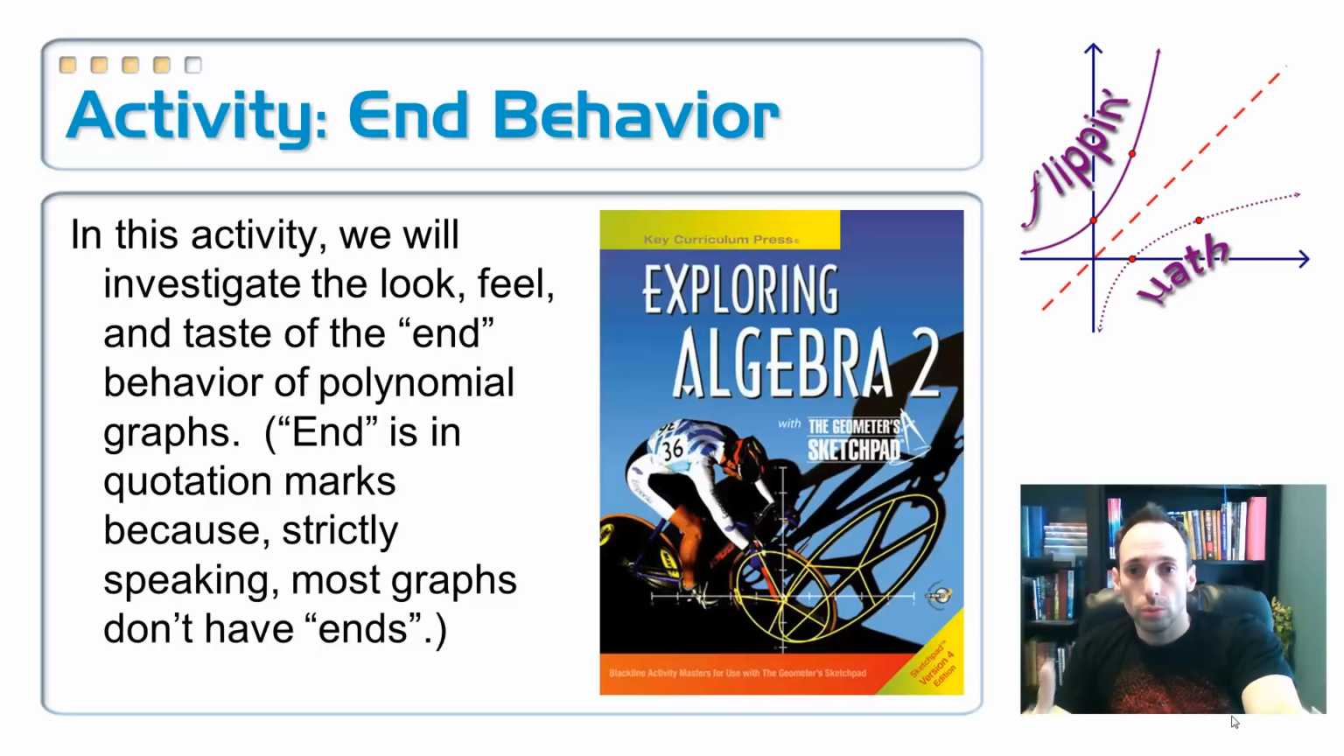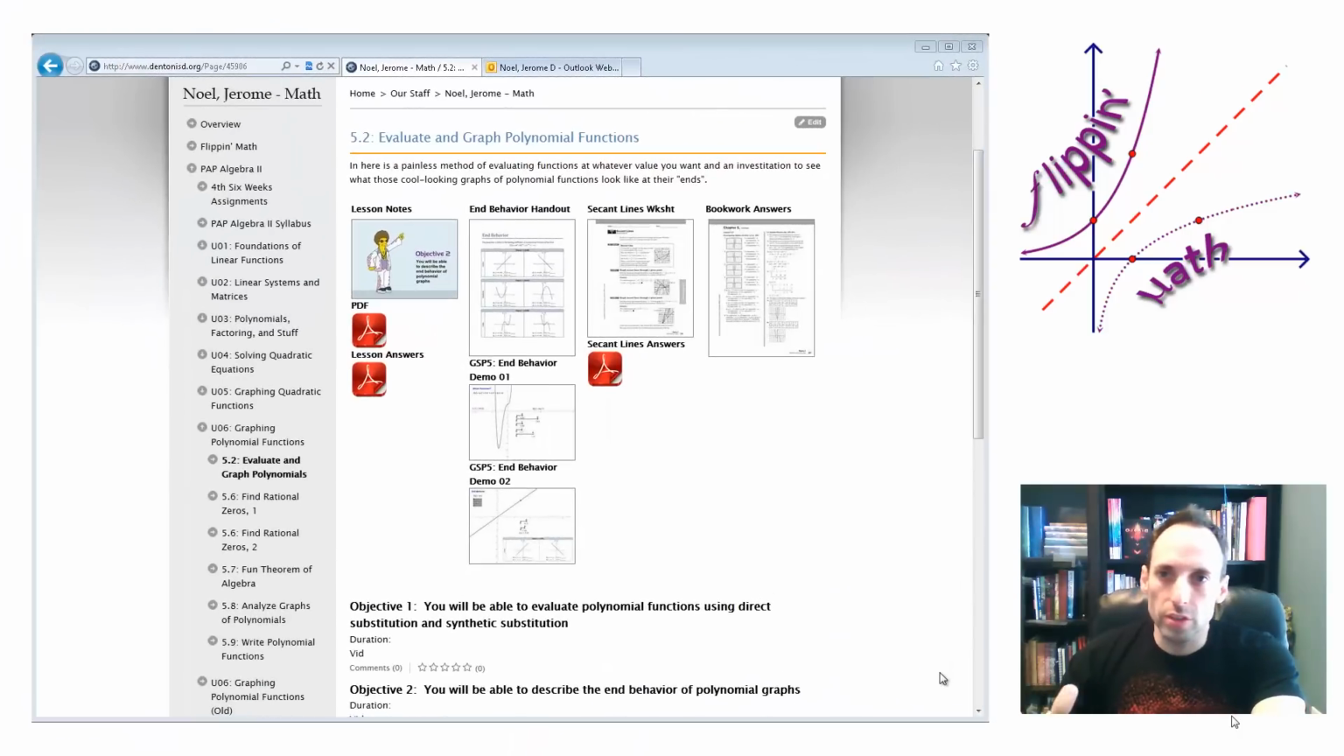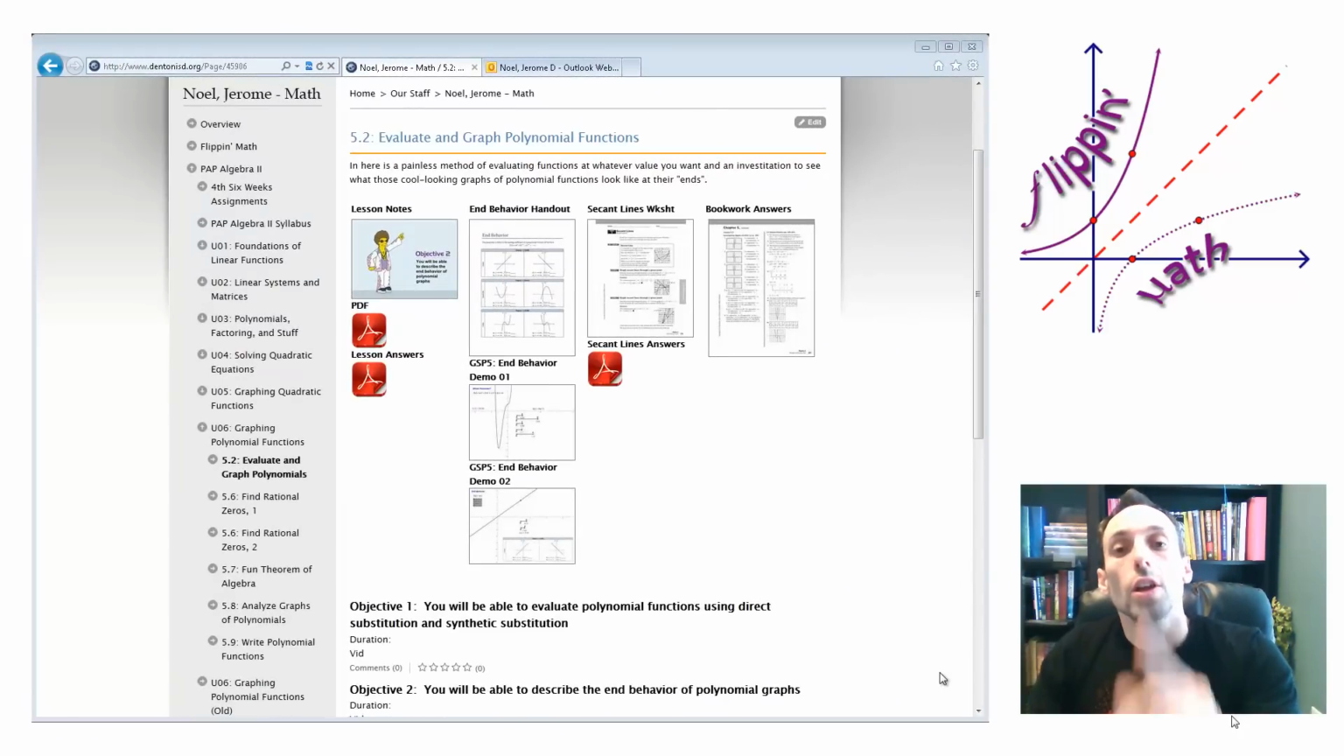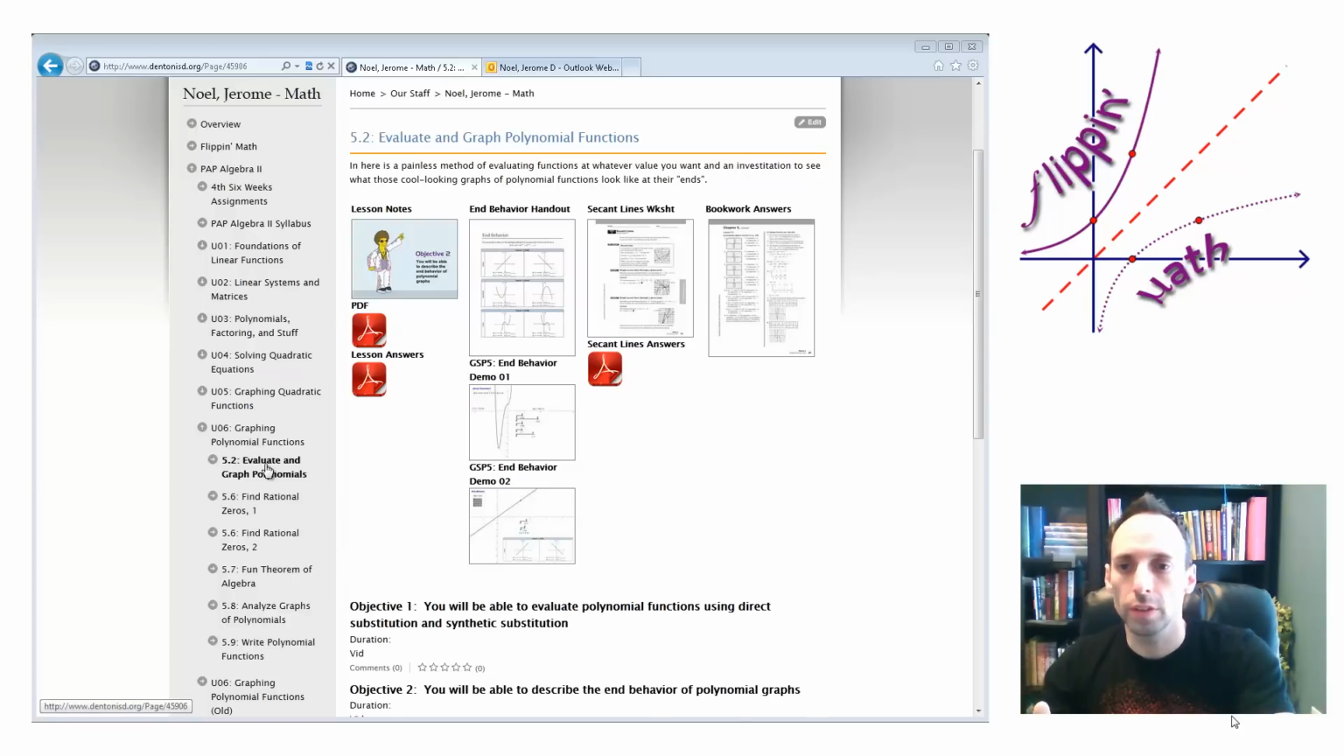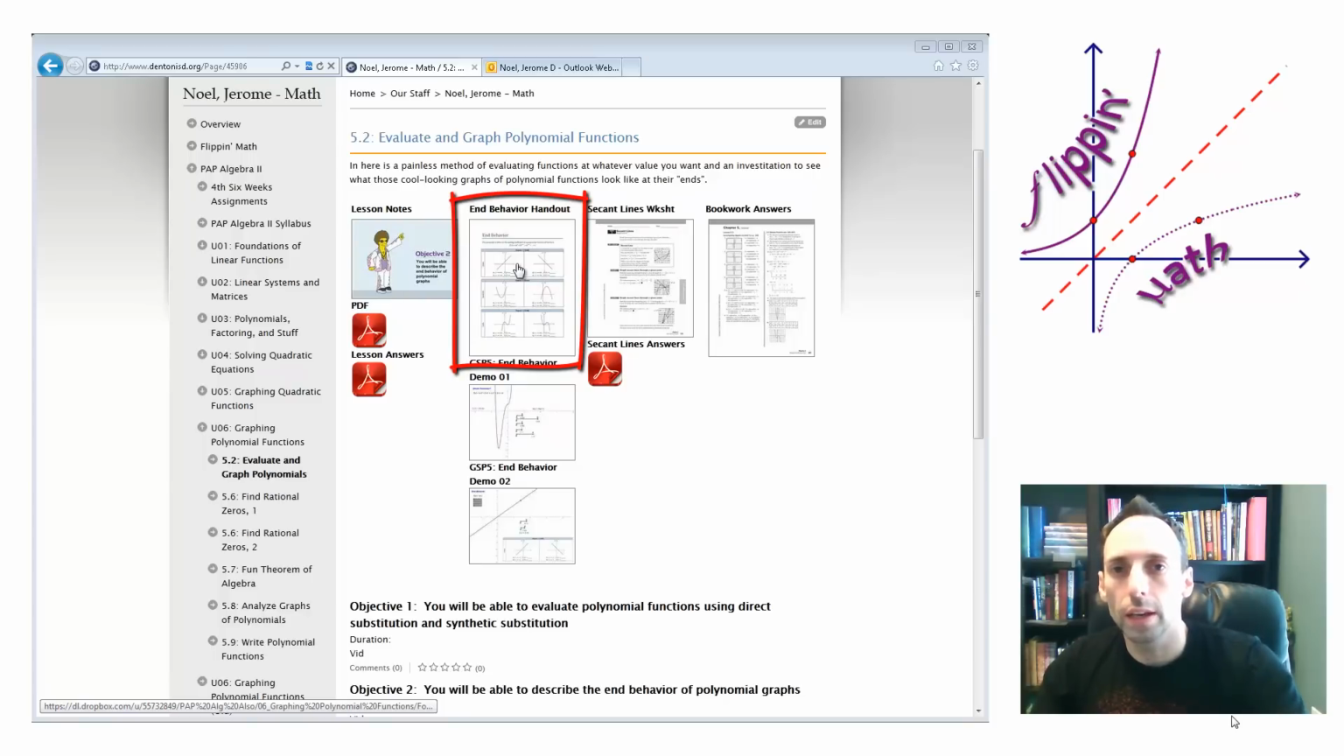I would like for you to print off a worksheet, a handout, off of my website. Let's assume that you have navigated your way successfully. You have come to my webpage, and we're under the main page for Unit 6, and right underneath it we're going to 5.2, evaluating and graphing polynomial functions. Okay, so lesson notes, etc. Let's look at the end behavior handout.